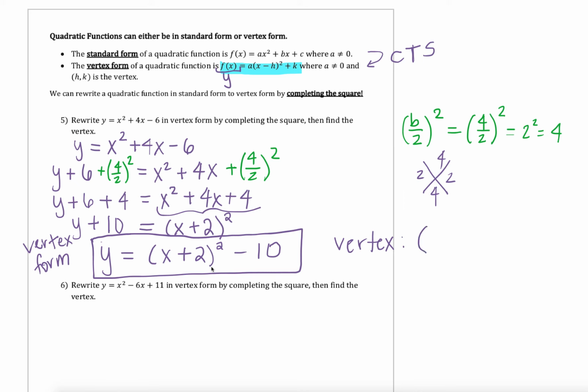So in example 5, our vertex is going to be negative 2, comma negative 10. And where that's coming from is our h value here is actually negative 2. Since I have x plus 2, that's a transformation to the left. So that's why I have negative 2 in my vertex, since I went to the left. And then the negative 10 is my k value, and that's also telling me that I'm going down 10, so that's why my y value is going to be negative 10, to match up with the transformations of going left 2 and then down 10.